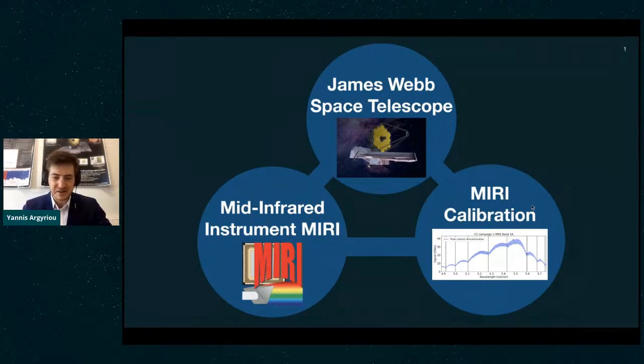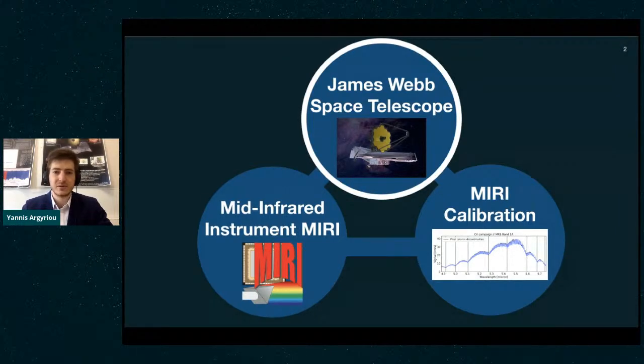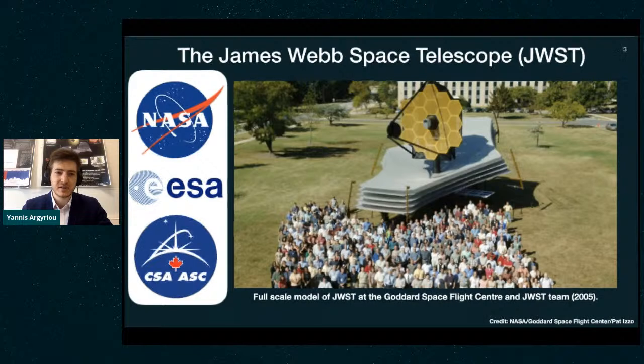So I'll start by disassembling a bit the topic of my PhD. I have done so in 3 parts. First I'll be introducing the James Webb Space Telescope and the main science themes that are covered in this mission. Secondly, I'll be talking about the MIRI infrared instrument and more specifically describe its technical specifications. And then thirdly, I'll talk about my work on MIRI calibration.